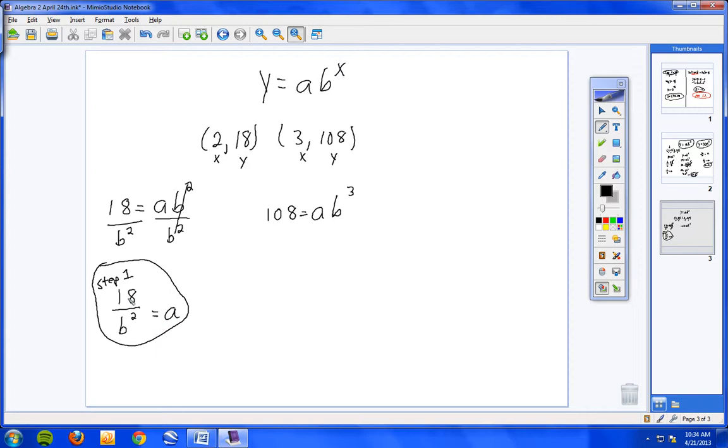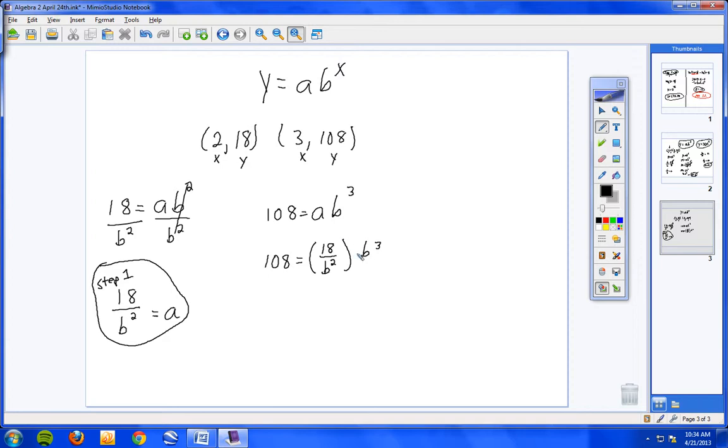Well, a equals 18 over b squared. So where a is, I'm going to very simply substitute 18 over b squared. Is that okay with you guys? That's not too bad. And then here's your b cubed. All right? Now let's go back to step 2. We did step 2. We took this ordered pair and we substituted it in. Then we took this equation from step 1 and we substituted it in. We did step 2.